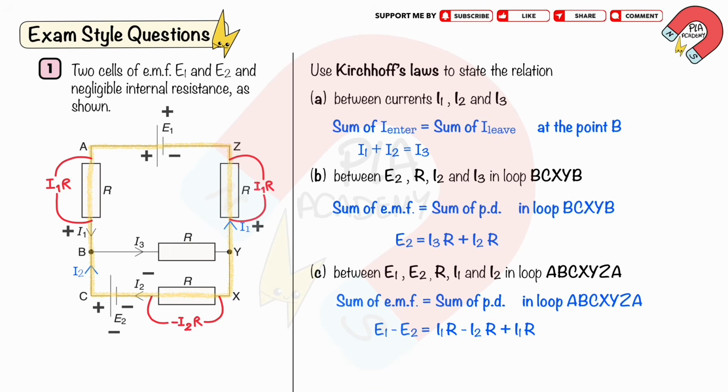So, E1 minus E2 equals I1R minus I2R plus I1R. We simplify the equation as E1 minus E2 equals 2I1R minus I2R.